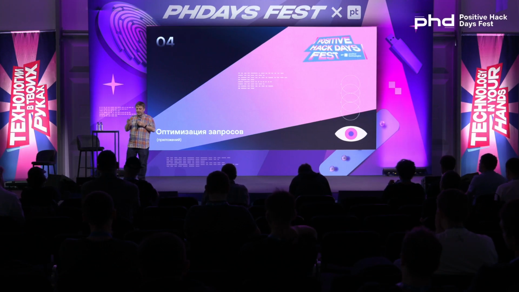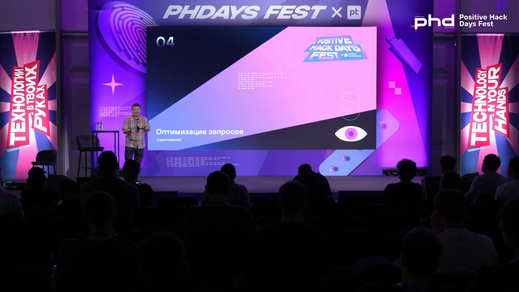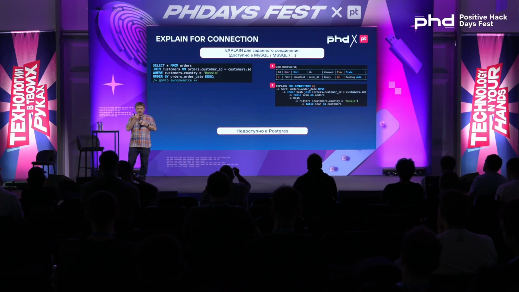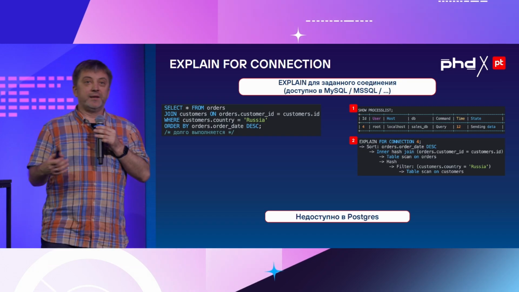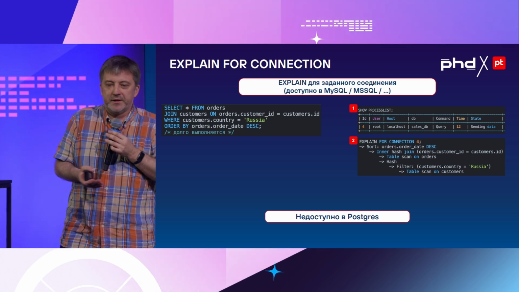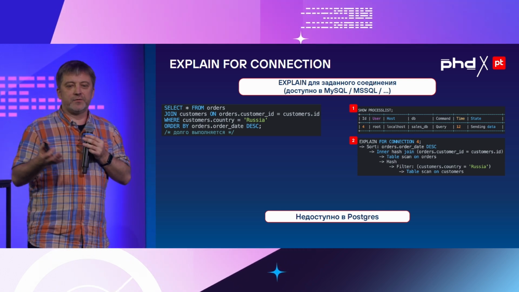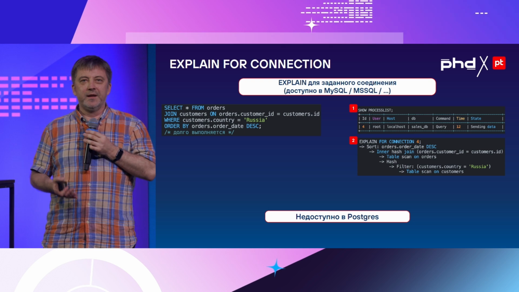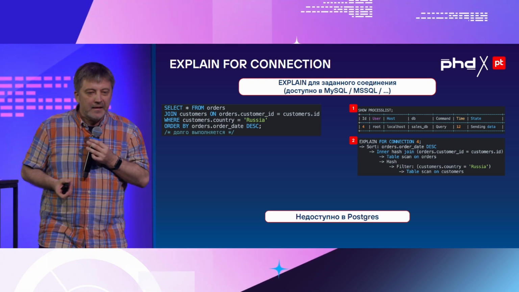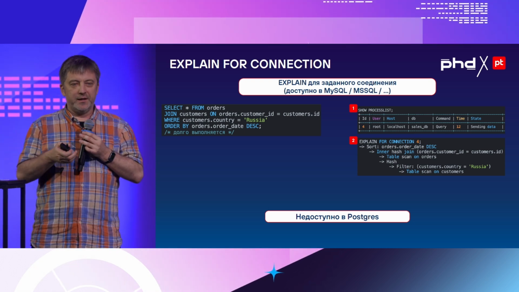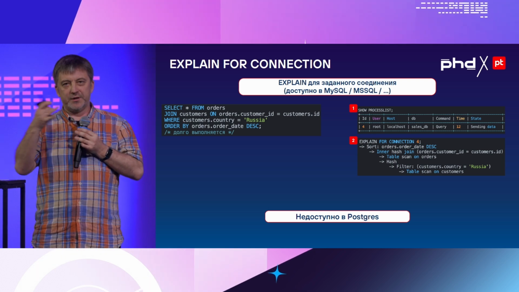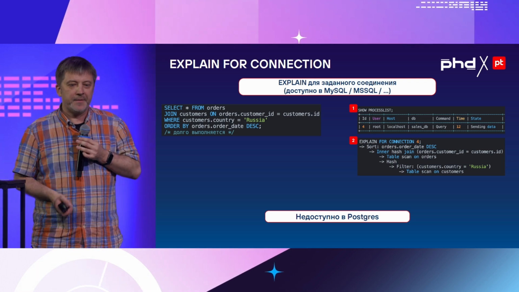In terms of request optimization, I wouldn't like, again, to say anything trivial. Users know trivial things quite well, and there are a lot of books and papers written about that. I would like to highlight the following points. There's quite a curious thing in MySQL. It's called explain for connection. As far as I know, in Microsoft SQL Server something like that exists, but it's missing from Postgres. So what's it about? You can take a look at the explain for this connection.